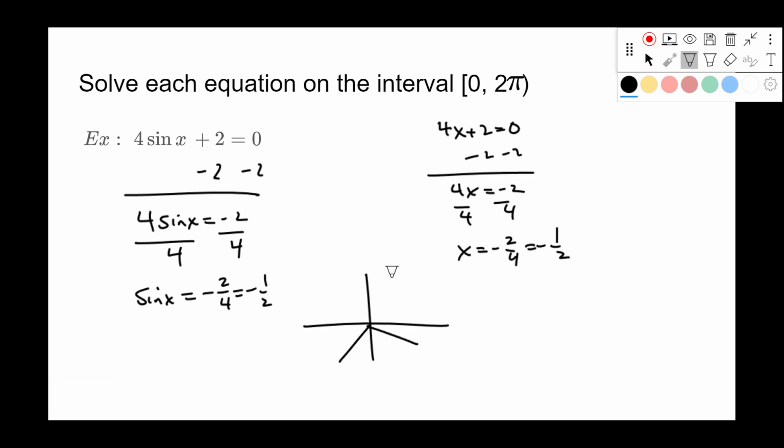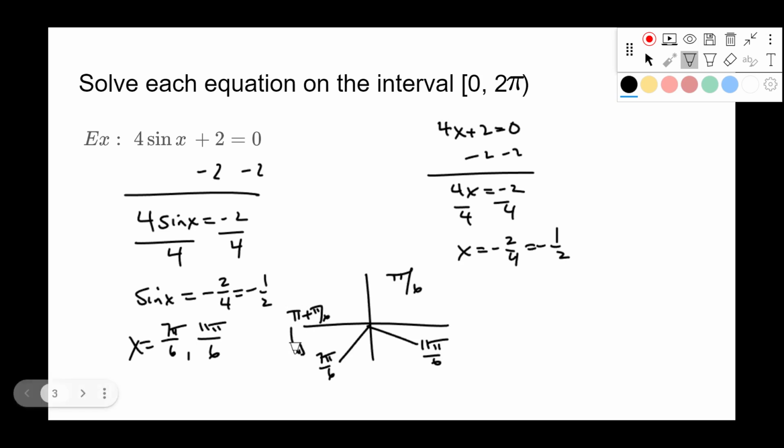Where's sine a half? The reference angle would be pi over 6, right, from quadrant 1, but I can't take that answer because it's negative. So in quadrant 3, I'm at 7 pi over 6, and in quadrant 4, I'm at 11 pi over 6. So x would be 7 pi over 6 and 11 pi over 6. And again, you want to get these answers without memorizing them, although at this point you probably know them anyway. You take pi and add pi over 6, that would give you that. And you take 2 pi and subtract pi over 6, that would give you that.